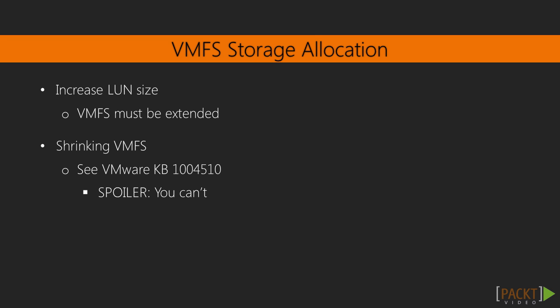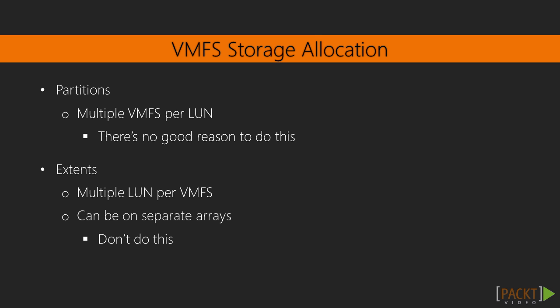On the other hand, if you want to shrink VMFS, well, there's a KB article that basically tells you you can't do that. So if you need to make the storage smaller, you're going to need to create a new volume, a new LUN somewhere else, format it with VMFS, and then use, say, storage vMotion to move things to it. So much like in other operating systems, the same fundamental concept of how disk layouts work still applies to ESXi.